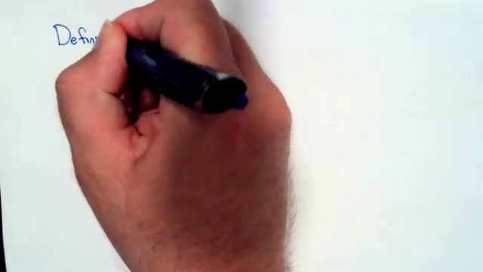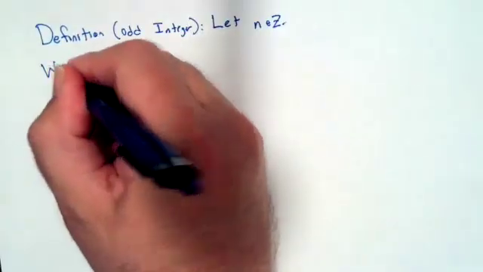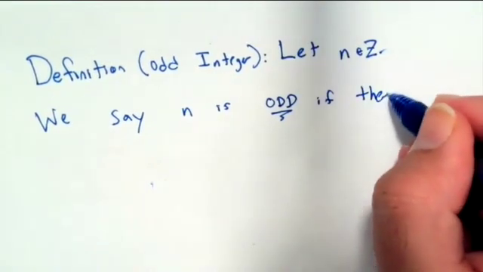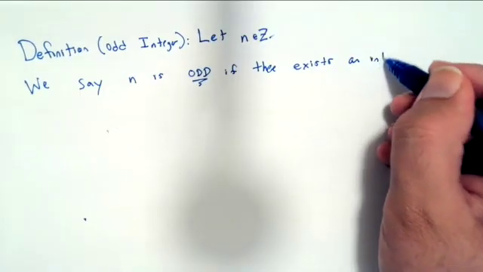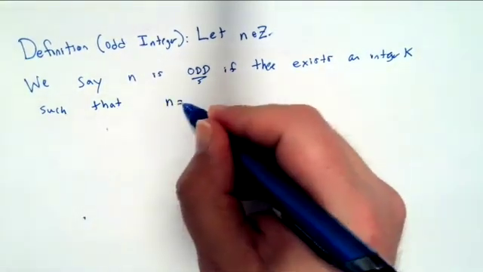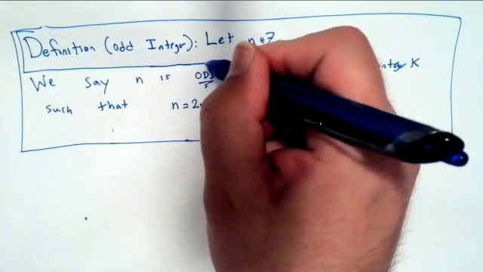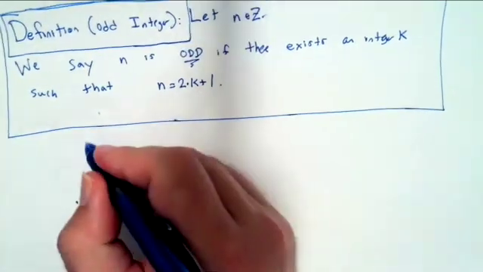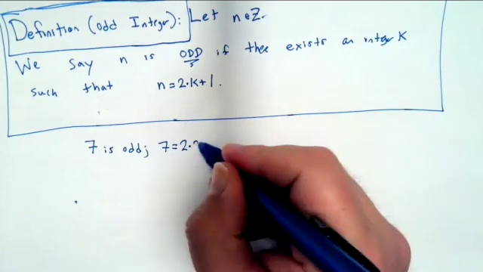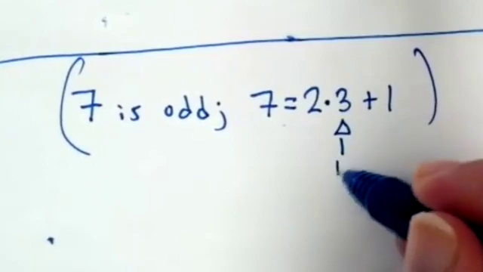Let's look at the definition of an odd integer. So let's let n be an integer. We say n is odd if there exists an integer k such that n is equal to 2 times k plus 1. So for instance, as you know, 7 is odd because 7 is equal to 2 times 3 plus 1. So this would be the value of k for this specific value.